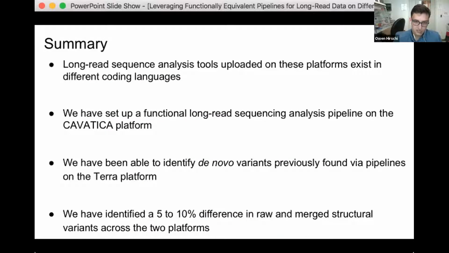So in summary, long-read sequencing analysis tools are uploaded on these platforms in different coding languages. We have been able to set up a functional long-read sequencing analysis pipeline on Cavatica. We've also been able to identify these de novo variants previously found via pipelines on the Terra platform, but we've also identified a roughly 5 to 10% difference in both raw and merged structural variants across these two platforms.